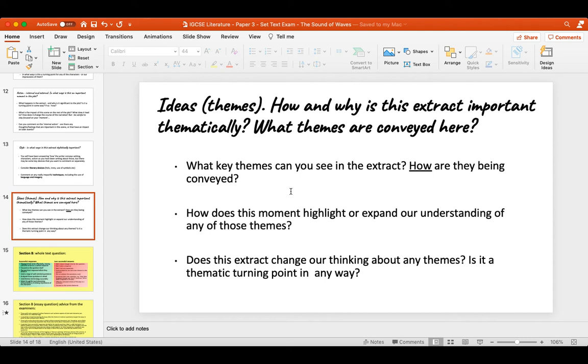How are those themes being conveyed? Think about how it refers to the key themes, and think about the impact on the audience. What does the audience gain from this? And how do they have a better understanding of the key ideas?